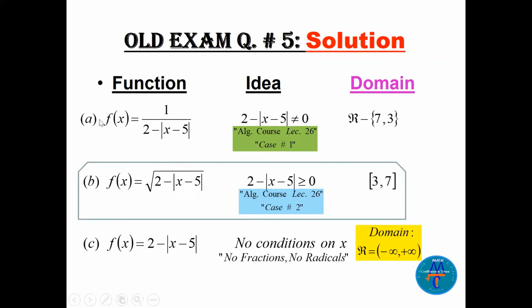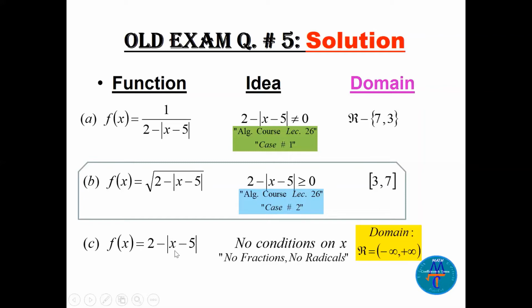This one here, when we have the same expression under the radical, we should take all this radicand, 2 minus absolute value x minus 5 greater than or equal to 0. We did it many times there. No need for a table of signs because this is absolute value. Use case 2. So it will be closed. The domain will be closed 3 to 7. Please check lecture 26. There are many questions there.